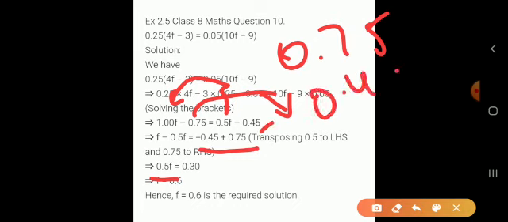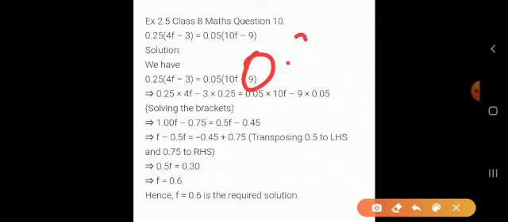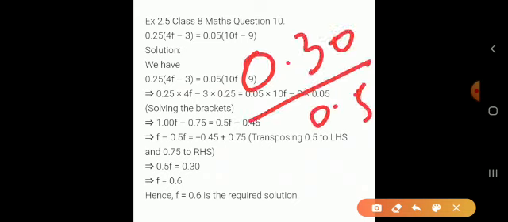So here see, different sign is there, so we will find the difference. How to find out the difference? 0.75 minus 0.45. So subtraction we have to do. 0.30, and the sign of the larger number is there, so 0.30 we are getting. So 0.5f equal to 0.30. In order to get the value of f, what will we do? f will be equal to 0.30 upon 0.5.